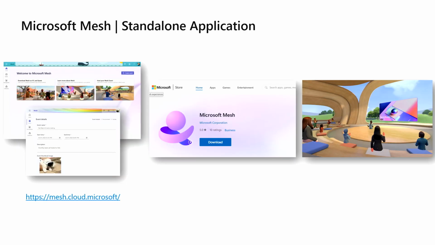And finally, the standalone app is managed really basically once you've assigned a license, that's all you need. And you'll go to the portal, which is mesh.cloud.microsoft, to create those events or to manage collections, update environments and such. You'll get the app from the Microsoft Store, and from there you can launch into it.